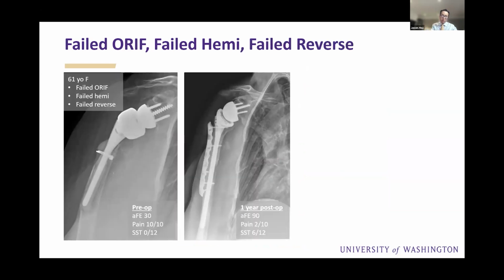And here's another example, and this is pretty typical. A lady had a failed ORIF, then a hemi. That didn't work out. She had a reverse, but really didn't have any proximal bone. Within a couple of years of having the reverse, she had implant loosening, and you can see that she's about to fracture out the lateral cortex. So we did a transverse cut, planed both sides down, and compressed the graft to native bone.